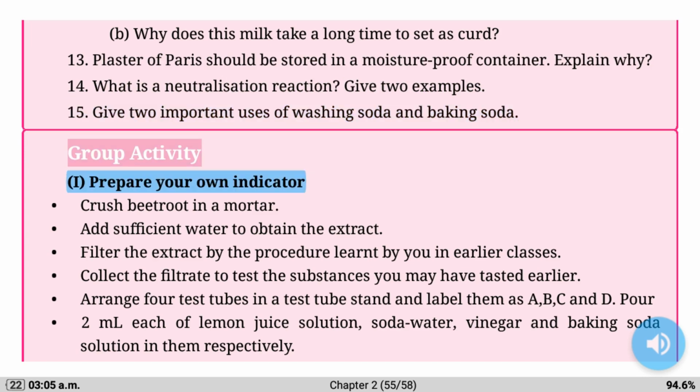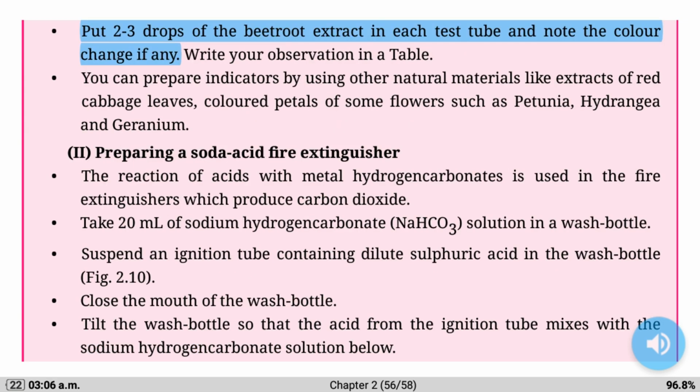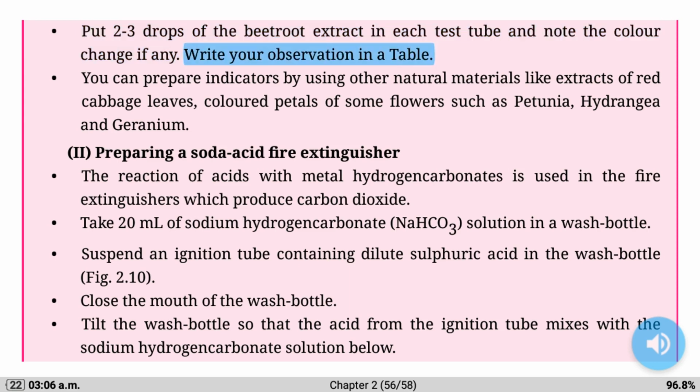Group activity. I. Prepare your own indicator. Crush beetroot in a mortar. Add sufficient water to obtain the extract. Filter the extract by the procedure learnt by you in earlier classes. Collect the filtrate to test the substances you may have tasted earlier. Arrange 4 test tubes in a test tube stand and label them as A, B, C and D. Pour 2 ml each of lemon juice solution, soda water, vinegar and baking soda solution in them respectively. Put 2-3 drops of the beetroot extract in each test tube and note the color change, if any. Write your observation in a table.